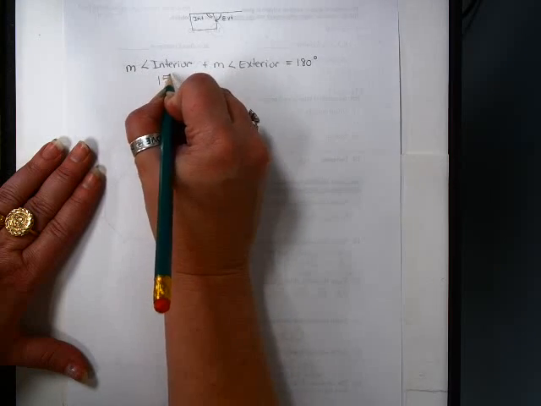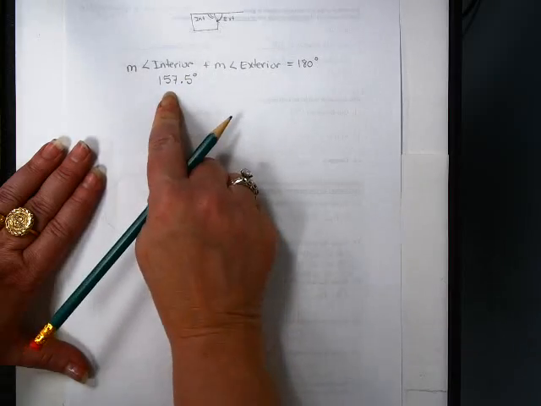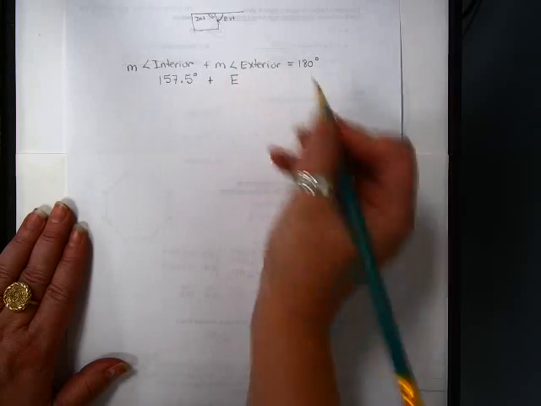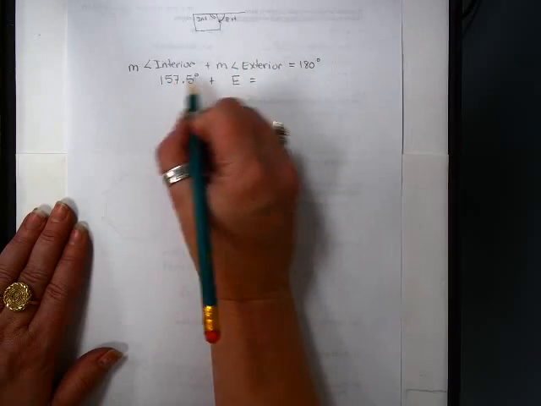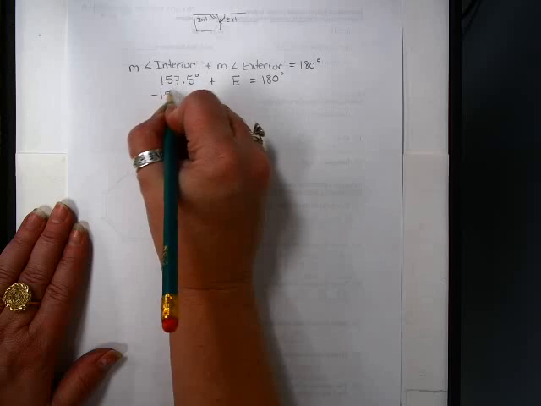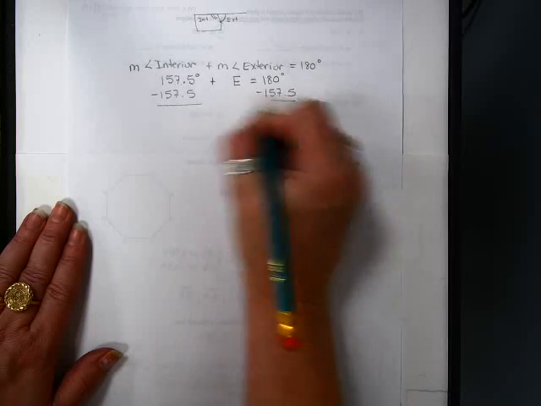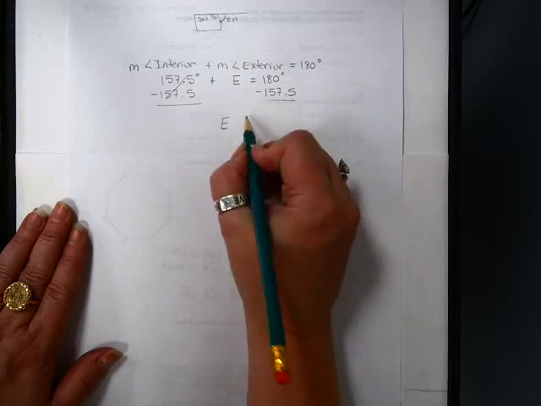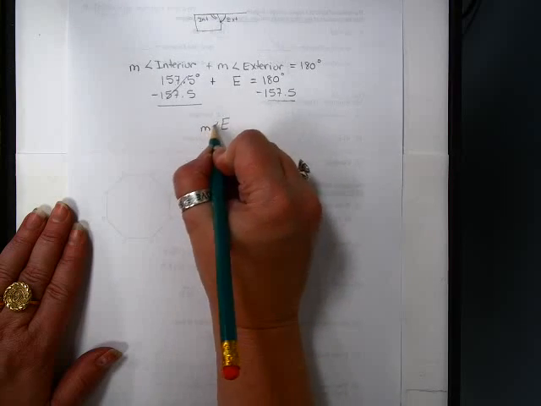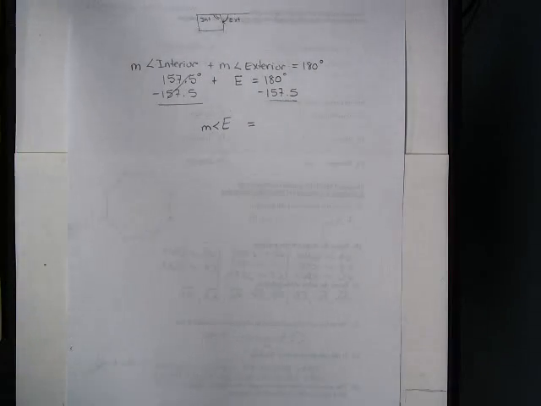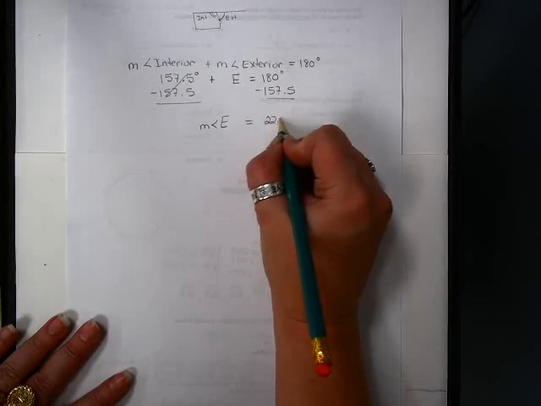Okay, so 157.5 degrees was the measure of one interior angle. We don't know the exterior angle yet, so I'm going to put an E for exterior angle. But I know that when I add these two together, it equals 180 degrees. I'm going to subtract 157.5 from both sides. And when I do that, it's going to give me the measure of the one exterior angle. Okay, when I subtract that in my calculator, I get 22.5 degrees.